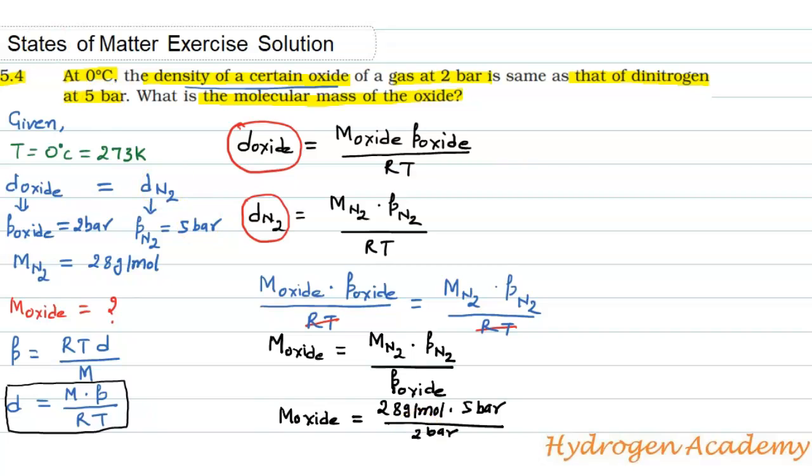So now bar cancels, 2 times 14 is 28, and 14 times 5 is 70. So here we get 70 gram per mole. So this is the molar or molecular mass of the oxide. Thank you, dear student.